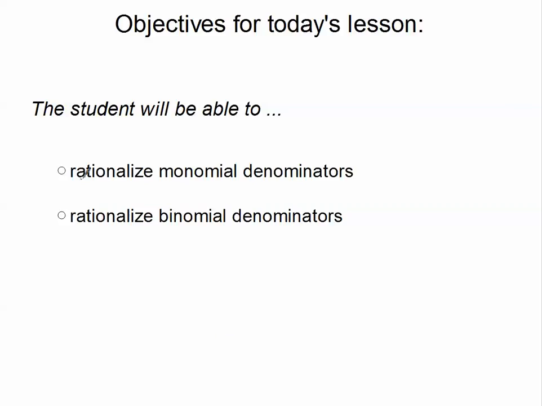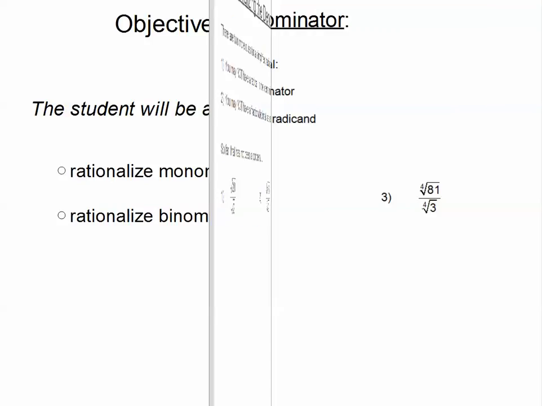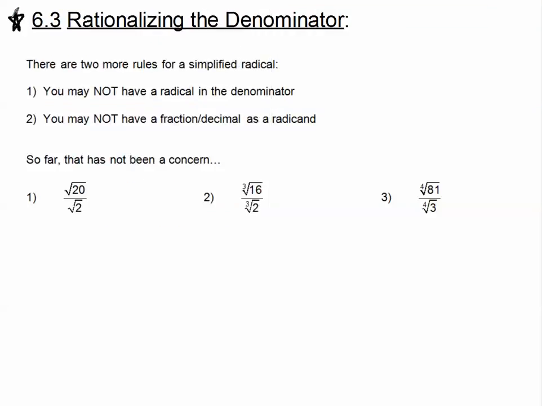In this first tutorial, we will rationalize monomial denominators. So we continue in chapter 6 and we're looking at 6.3. We're going to look at a method called rationalizing the denominator. There are two more rules for us to have a simplified radical.